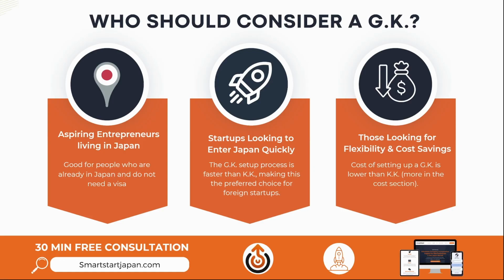So now that you know the difference between a GK and a KK, let's also get deeper into who should consider forming a GK. First, people who are aspiring to be an entrepreneur and are currently living in Japan. If you're already in Japan and don't require a visa to operate, for example, if you have a spouse visa or you have permanent residency, then GK is a great choice. It's a similar setup for you, it's affordable, it lets you manage your business directly without the complexities of a larger corporate structure. This is also the preferred choice for a lot of solopreneurs as well, transitioning from their kojinjigyo to a GK.